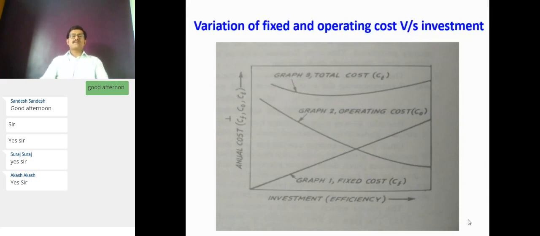So three graphs can be seen here, three lines or the curves can be seen on this diagram. Graph 1 is applicable there for the fixed cost CF. Then graph 2, which is in the decreasing fashion as we move toward the positive x-axis, is there for the operating cost CO. And at the topmost, a slightly saucer shape, we can see a bend. That is nothing but graph number 3, which shows the variation for the total cost.